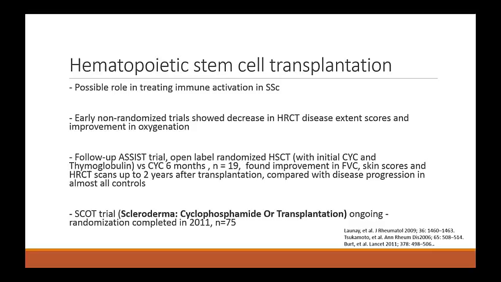Interesting option as well is hematopoietic stem cell transplantation. So again, because of the immune dysregulation in these patients, the thought process is that by resetting the immune system, that could potentially affect the disease progression. And there have been some early non-randomized trials that showed an improvement in high-risk CAT scan findings as far as the degree of disease, as well as oxygenation. And then there's currently an active study that's ongoing, and I think it got started in 2014, if I'm not mistaken, comparing cyclophosphamide in one arm and transplantation in the other arm. And so that's still ongoing, and there's no data from that as of yet.